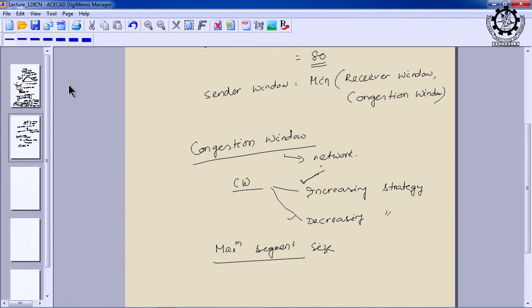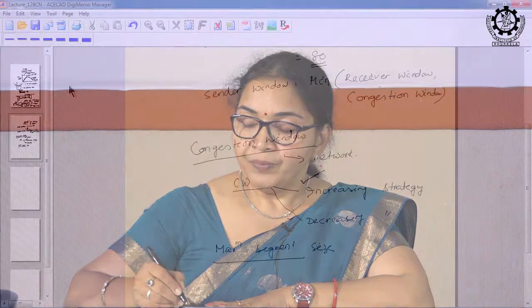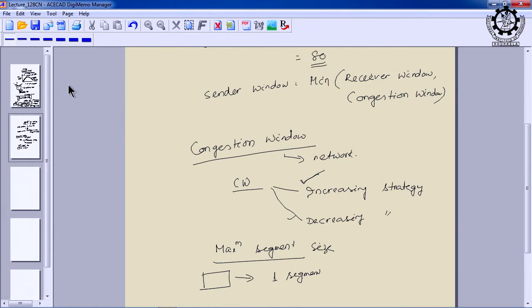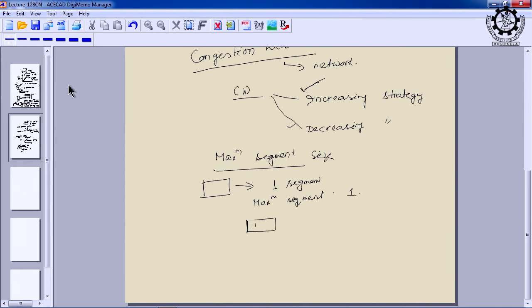So how does the increasing strategy decide the congestion window? Let's say the sender assumes that whatever data I have, I can incorporate into one segment. Like if 4000 bytes are generated, I can accommodate these 4000 bytes into one segment. So it says my maximum segment size is 1. Let us say the maximum segment size is equal to 1, so all of the data is encapsulated into one segment and transmitted to the receiver.